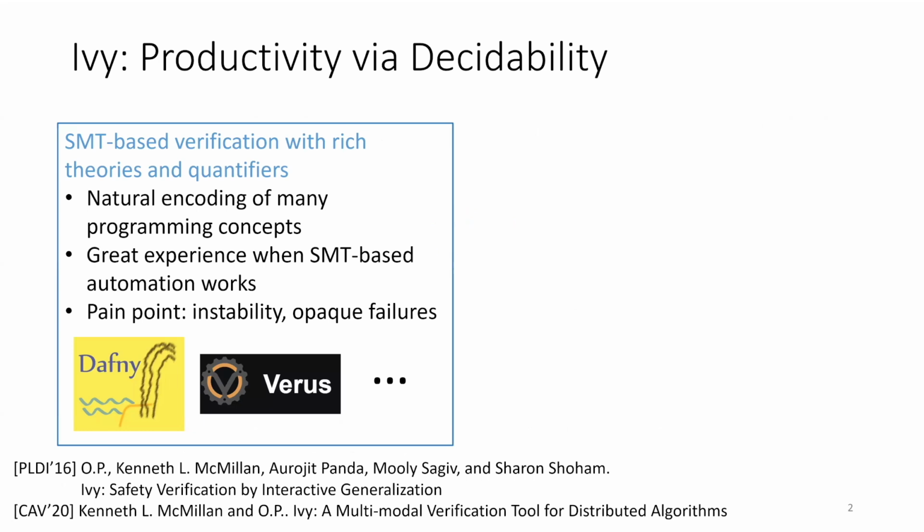So the motivation behind Ivy, or at least as I see it, is that SMT-based verification with rich theories and quantifiers really goes a long way and lets you verify very interesting systems, but the user experience is kind of problematic, and a major pain point is instability and opaque failures. Because you mix quantifiers with rich theories, you can encode things pretty naturally, but then when the solvers fail, you're left with very little insight into what to do.